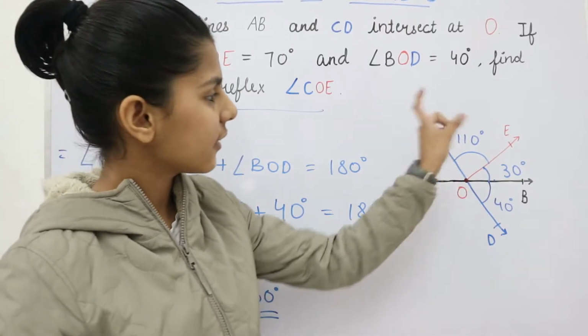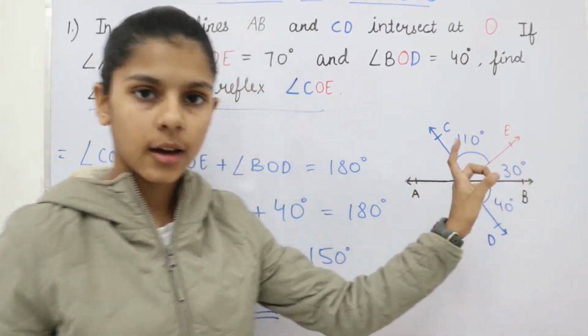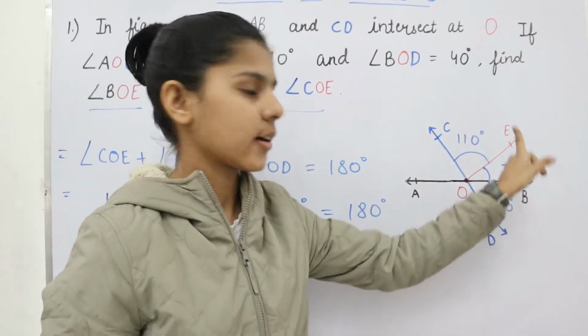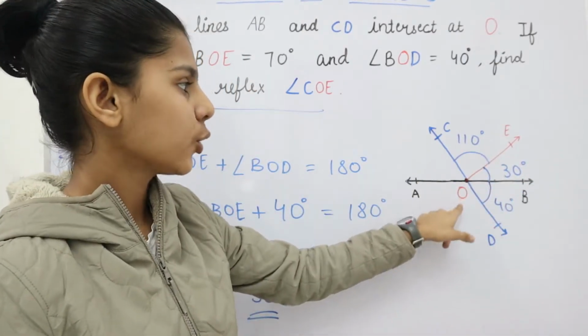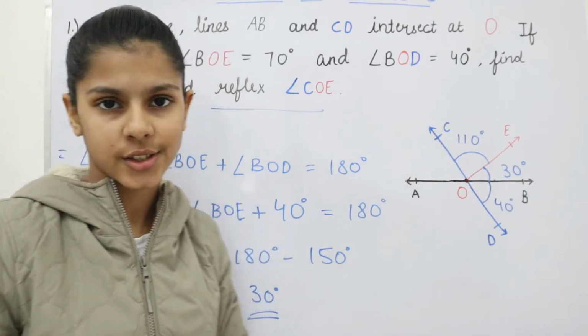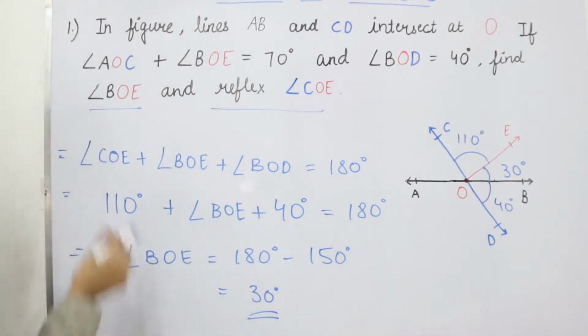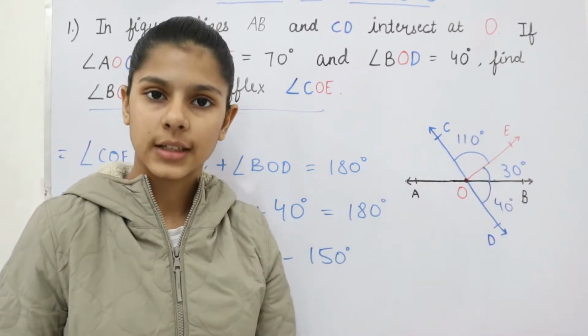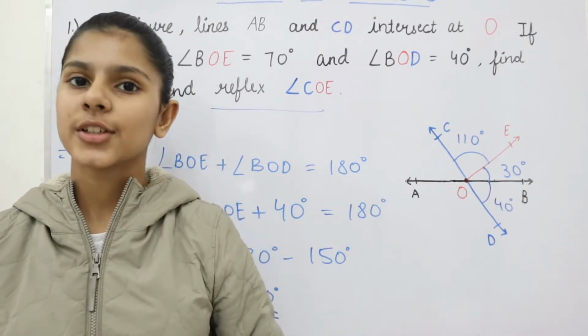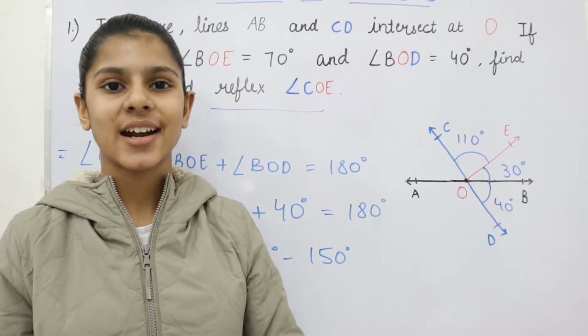Reflex means leaving that angle, the rest of the angles in that figure, that is 250 degrees. You can verify by adding 250 and 110, you will get 360 degrees, which means it is correct. And BOE is 30 degrees, we did it because of the property of linear pairs. So this was all about this question.